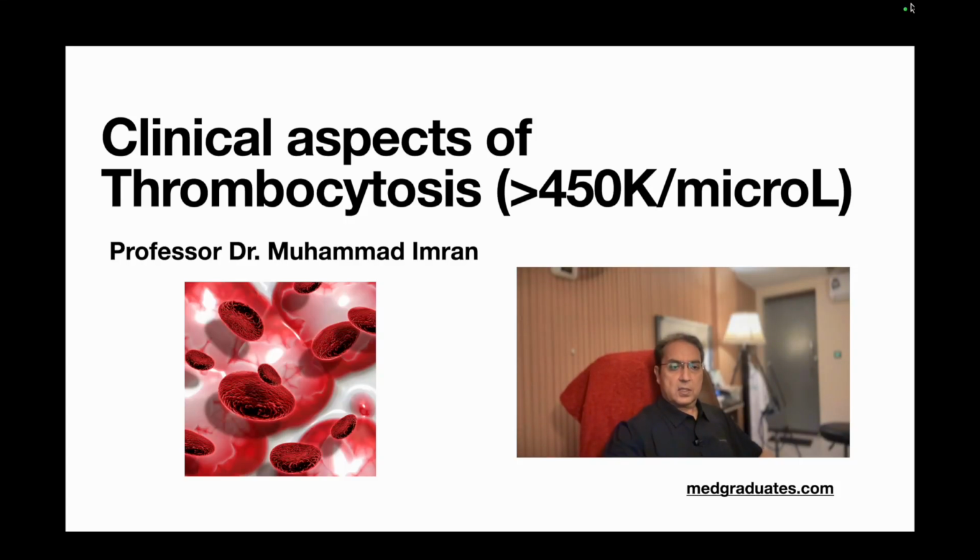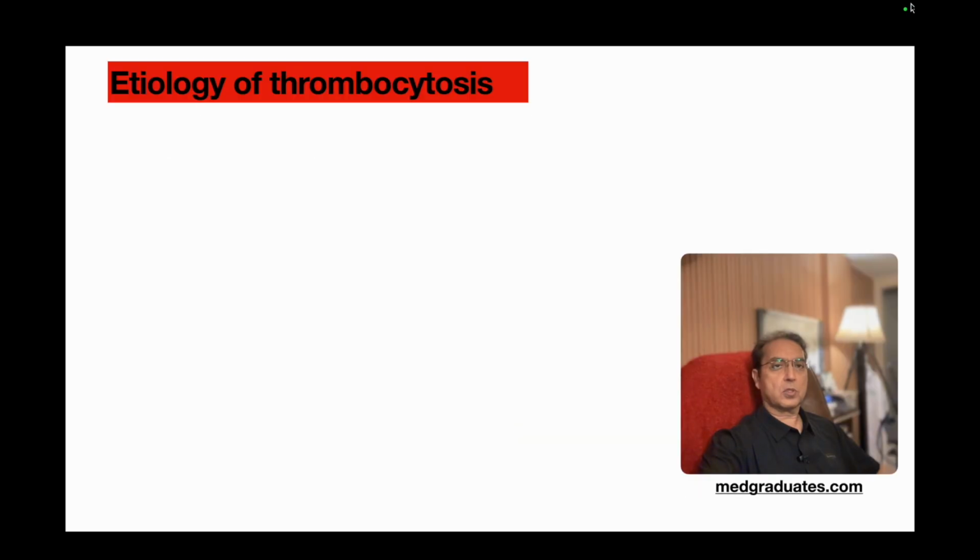Now we are going to discuss the clinical aspects of thrombocytosis. What is thrombocytosis? If the platelet count is more than 450,000 per microliter, this is thrombocytosis. There are multiple reasons for thrombocytosis. The most important is clonal thrombocytosis, that is clonal expansion, a malignant disorder.